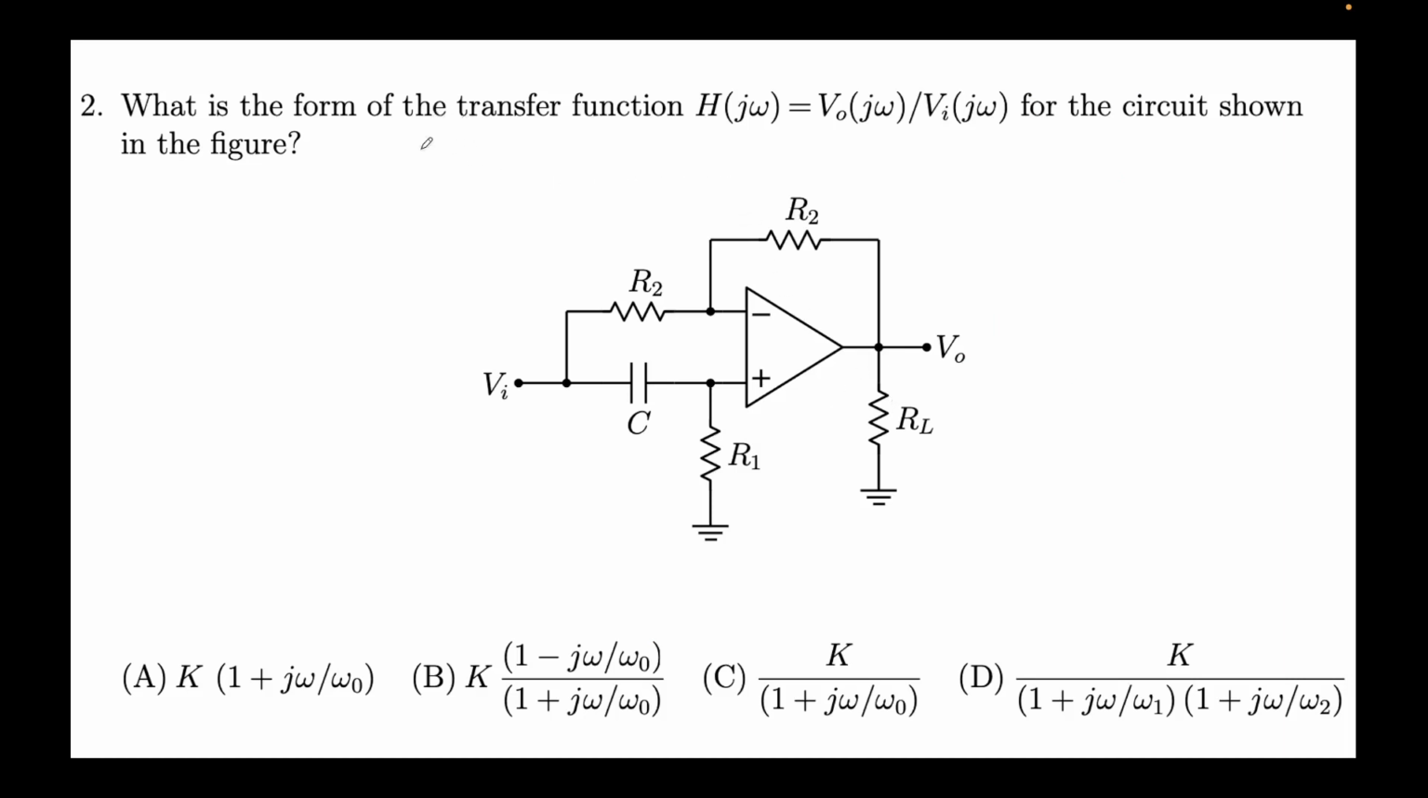So this is the second problem. It says, what is the form of the transfer function? The transfer function is usually given by V0 upon Vi as a function of j omega, where this j omega term comes because we want to talk about everything in terms of impedances. All right. So now let's see this problem and try to sort this out.